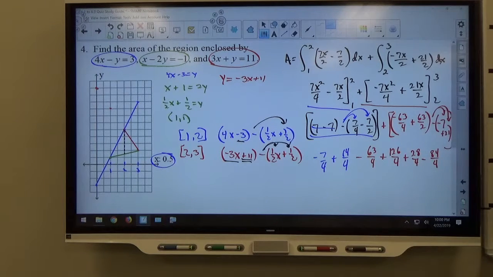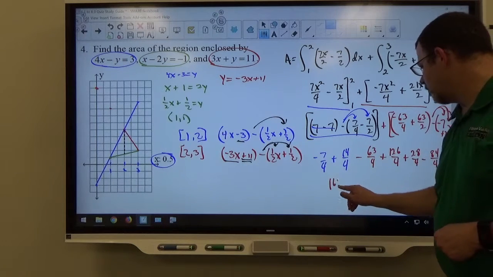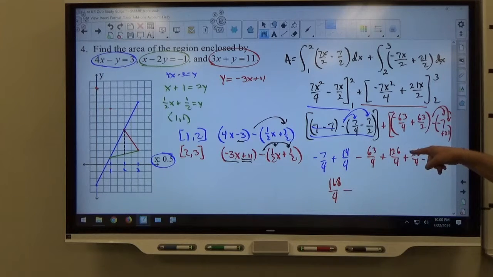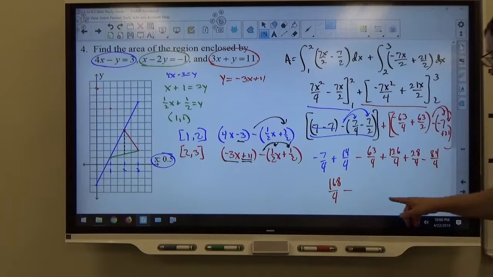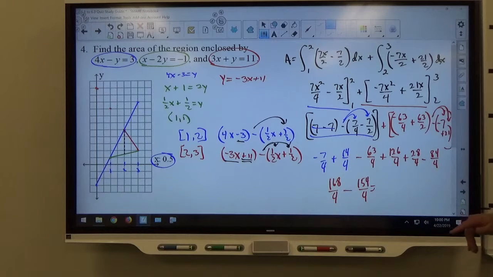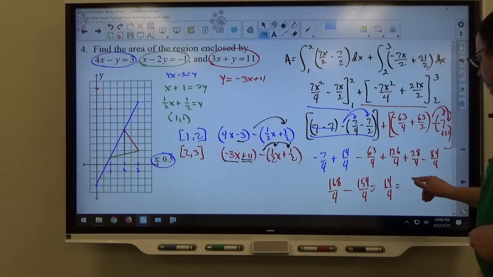So everything's over 4 now, just a matter of adding all the positives and negatives. So if I add the positives, 126 and 14 is 140, plus 28 is 168 over 4. Add all the negatives, negative 7 and negative 63 is negative 70, minus 84 is 154. And 168 minus 154 is 14, so we get 14 over 4, which reduces to 7 halves.